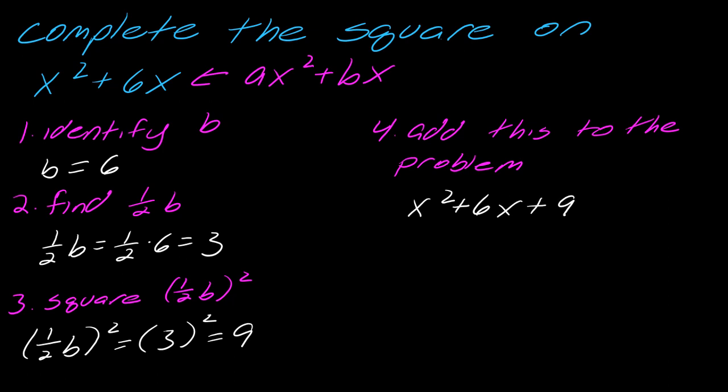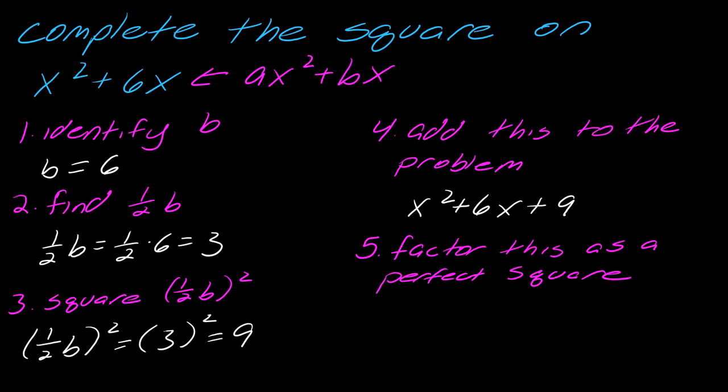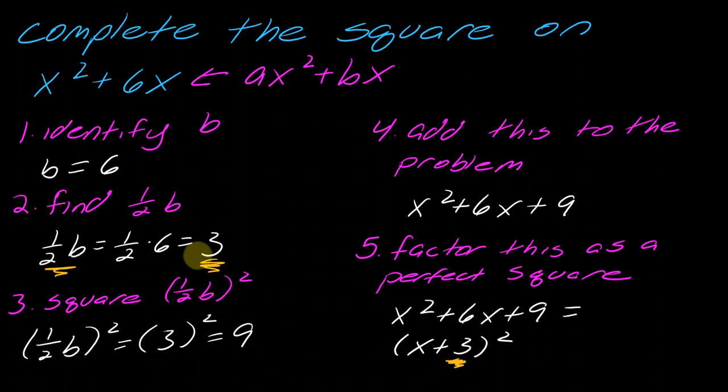And then what I want you to do is factor this as a perfect square. So what I mean in this case then is that I've got x squared plus 6x plus 9. This will factor as x plus 3 squared. Now one thing that I want to point out to you that is not a coincidence, this number here is always going to be whatever your half b was. So these things are always related. This will make more sense. I will kind of repeat this as we go along, but this is kind of the general idea.